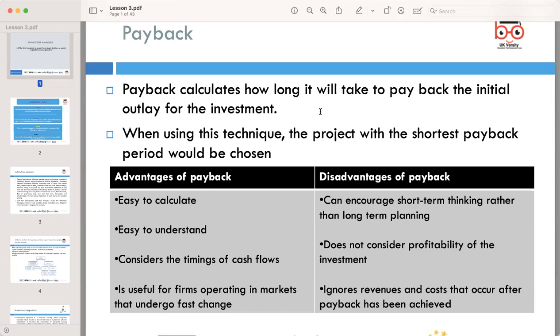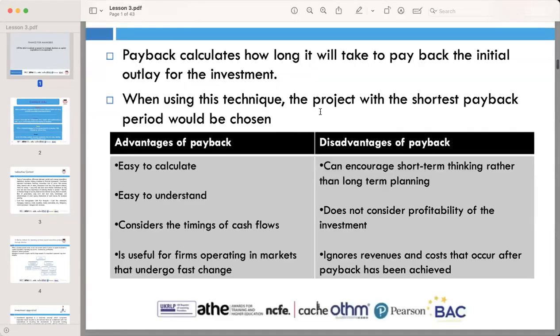Advantages include: easy to calculate, easy to understand, considers the timing of cash flow, and useful for firms operating in markets that undergo fast change. Some disadvantages of payback: it can encourage short-term thinking rather than long-term planning, does not consider profitability of the investment, and ignores revenue and cost that occur after payback has been achieved.